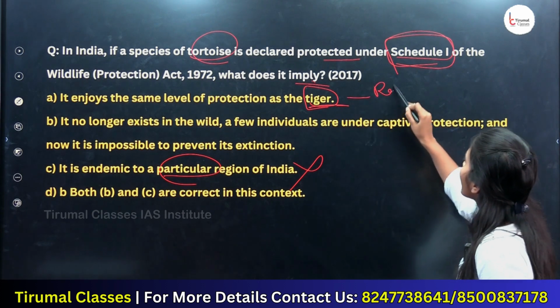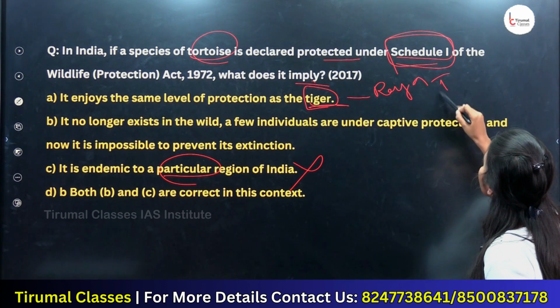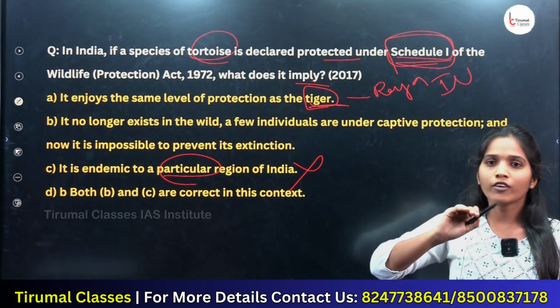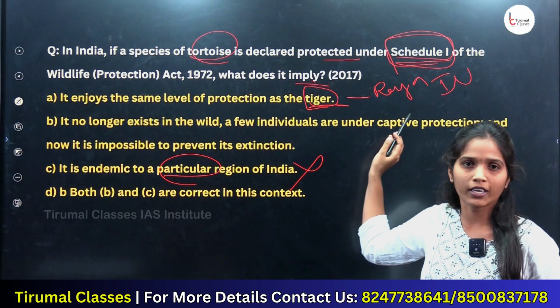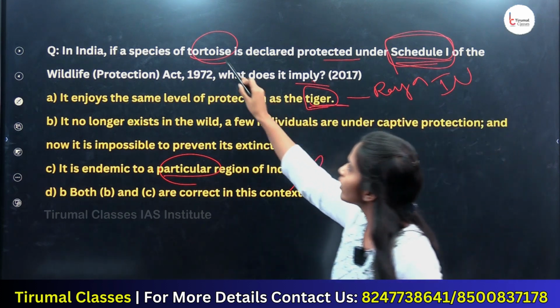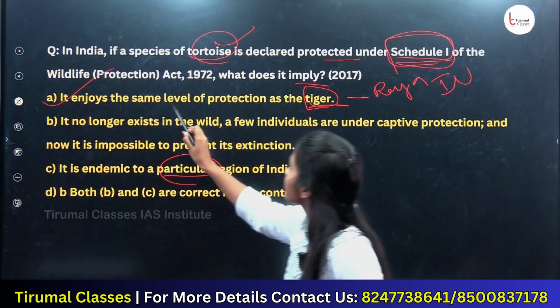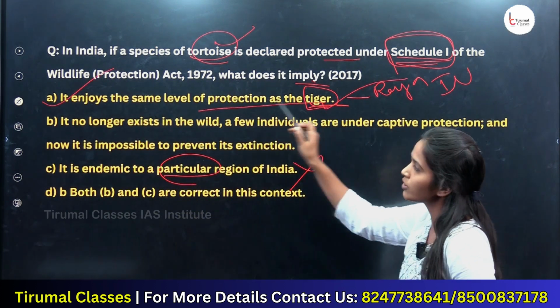We know the Royal Bengal tiger is in the IUCN list of endangered species. Here, Schedule 1 is the key point: endangered species are protected under Schedule 1. And the tortoise is also an endangered species. So the correct answer is that it enjoys the same level of protection as the tiger. So, this is the answer.